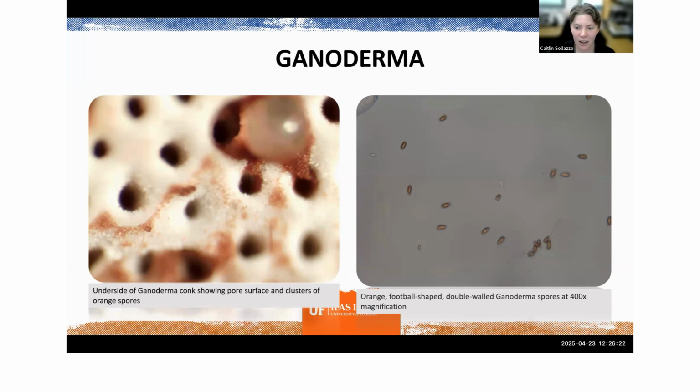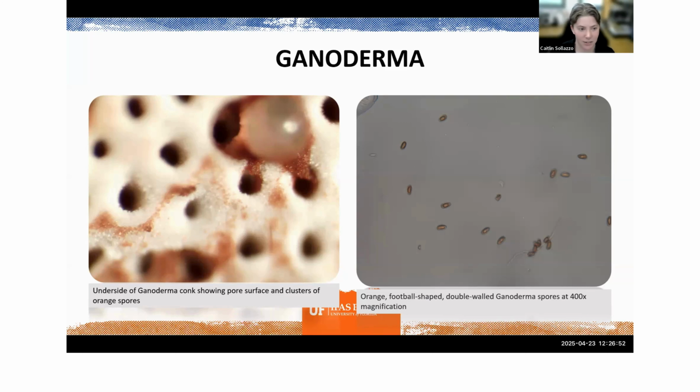They look kind of like rust, but they are much, much smaller than rust. They're also double walled. It's hard to tell, but you can see there's two cell walls, like a wall within a wall, and that's really diagnostic of Ganoderma. So if I get a conch and there are spores present, I can 100% confirm if it's Ganoderma or not. If there are no spores present, I can usually tell by the feel of what Ganoderma looks like versus not, but I'm not as confident.